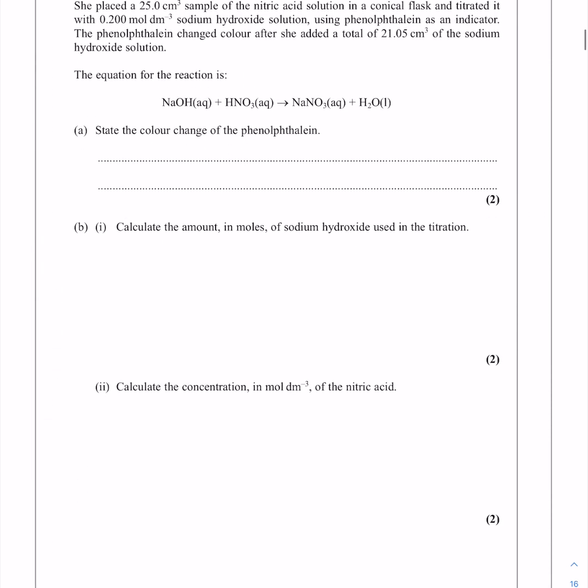Question 11. A student wanted to find the concentration of a solution of nitric acid. She placed a 25.0 cubic centimeter sample of dilute nitric acid in a conical flask and titrated it with 0.200 mole per cubic decimeter sodium hydroxide solution using phenolphthalein as indicator. Phenolphthalein changed color after she added a total volume of 21.0 cubic centimeter of sodium hydroxide. The equation for this reaction is NaOH plus HNO3 gives NaNO3 plus H2O.